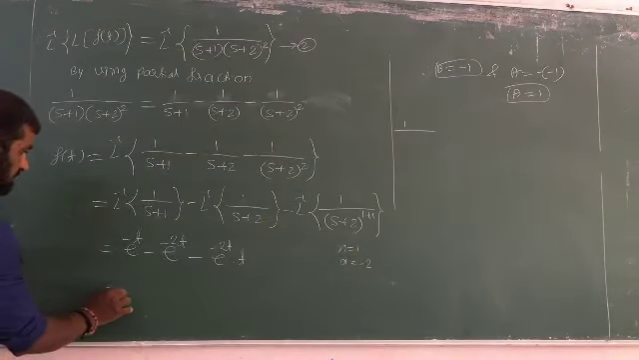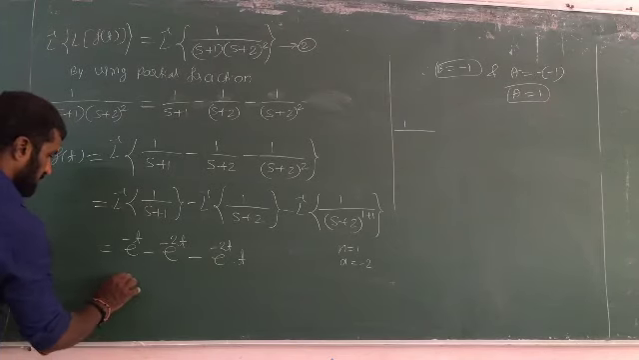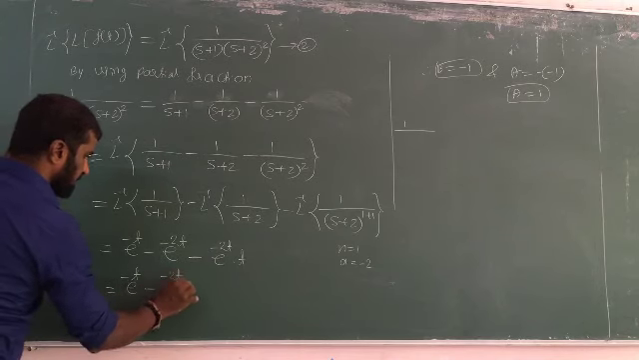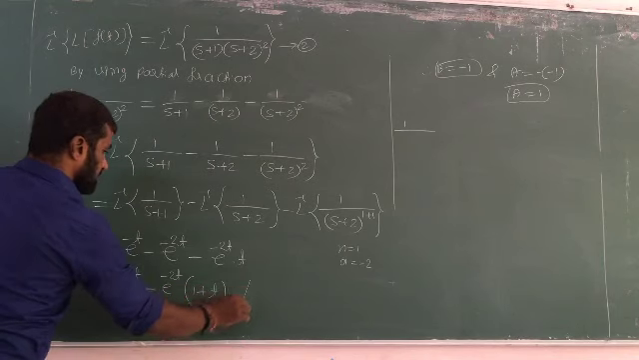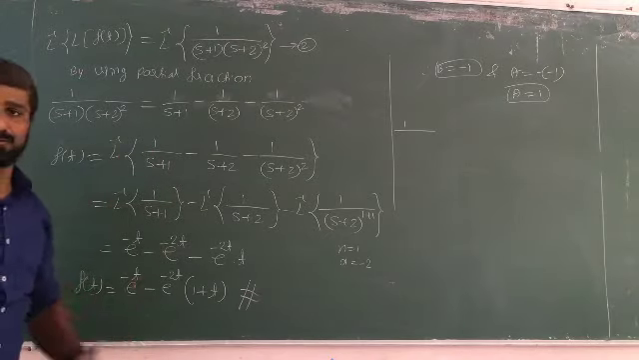Simplify this. So it is e raised to minus t minus e raised to minus 2t minus, taking common, 1 plus t. So f of t is equal to this. This is the answer, right? So solve many examples like this.